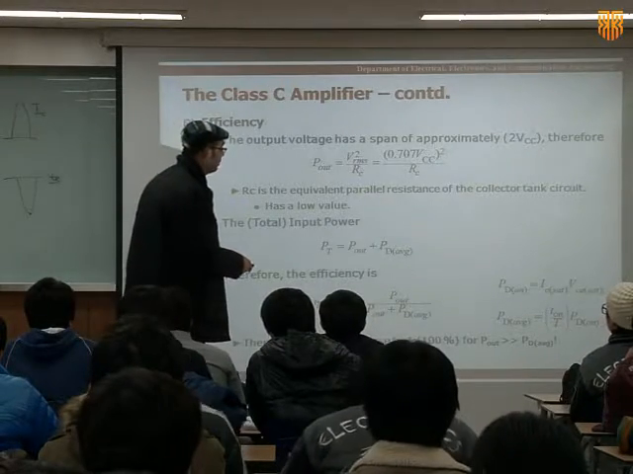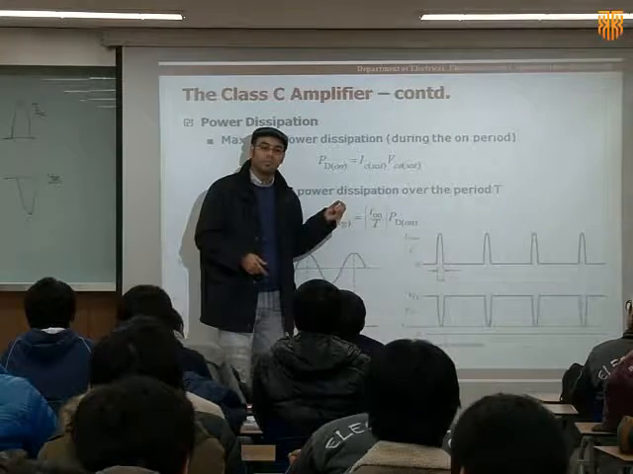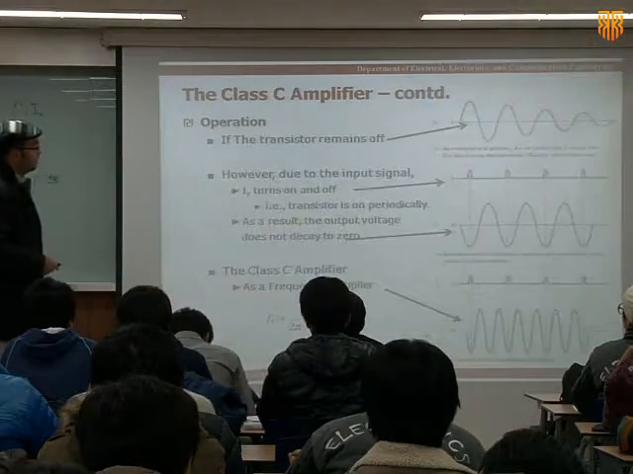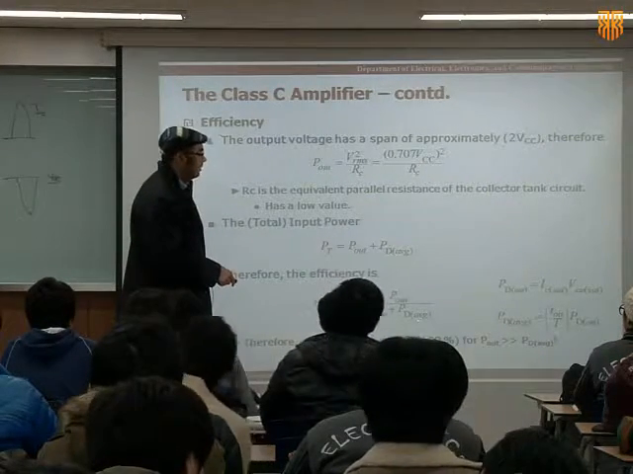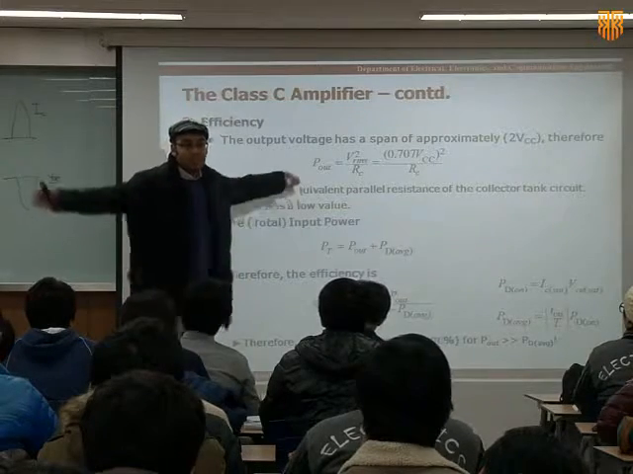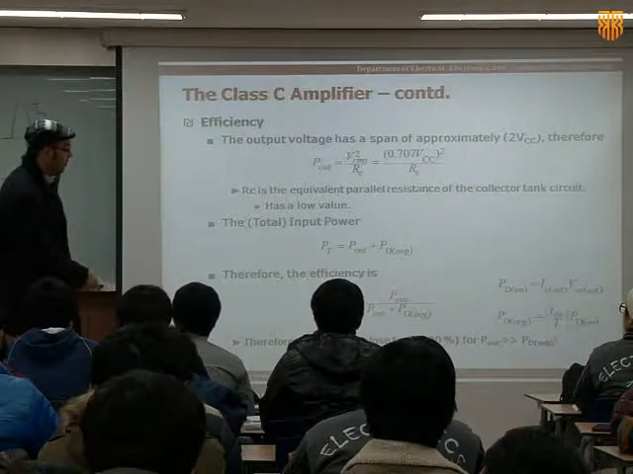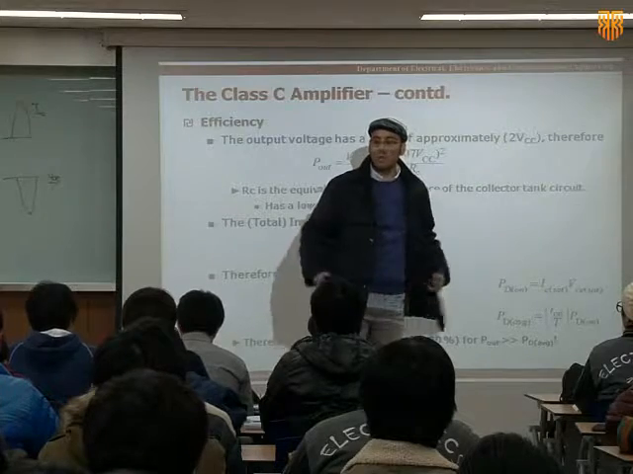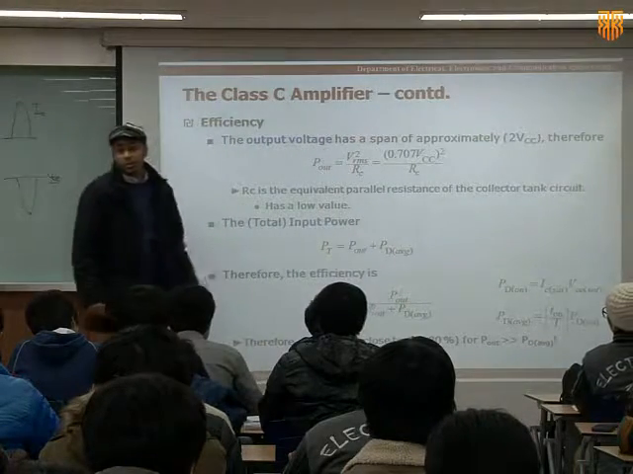So PD average equals what? Equals this one, and T on over T is very, very small, multiplied by this one. So the efficiency equals P out over P total, which equals P out over P out plus PD average. PD average is in the milliwatt, and P out is very high. You multiply VCC over RC. It is really high, maybe 100 times this. So the efficiency is close to 1, approximately 100%. All the power I give is going to the output. I don't lose anything. Okay? Fine?